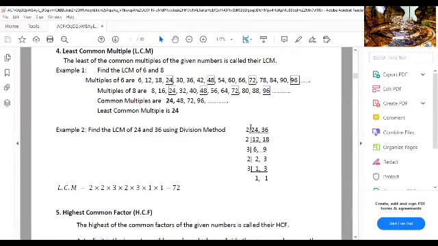Simply we have to divide these two numbers with 2. That is the least number. We take the least number, 2. That's why we take 2. After that, the next. If suppose this is not divided by 2, then we take 3. The next number is 3. Like this we have to do the division method.